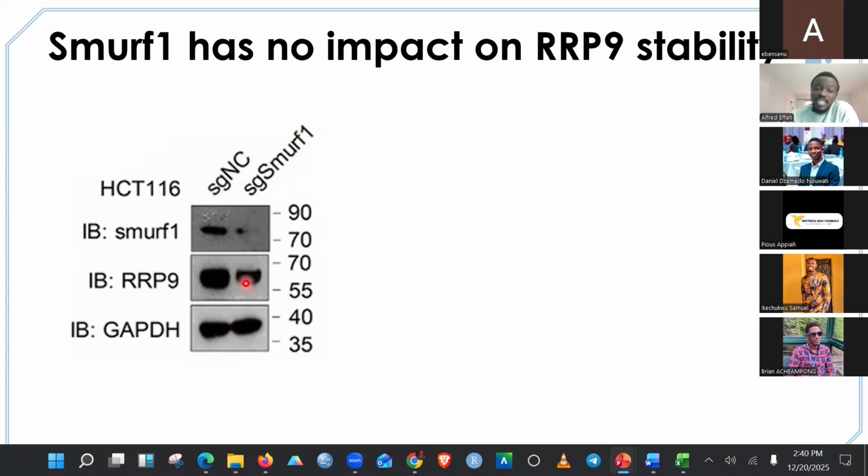Now, the paper concludes that there's no increase in the levels because if SMURF is interacting with RRP9 by adding ubiquitin, then it should degrade it. If we delete SMURF, then the levels of RRP9 should increase, but here it's not increasing. And so SMURF does not affect the stability of RRP9. That's what they saw here. It is interacting, but it has no impact on its stability.